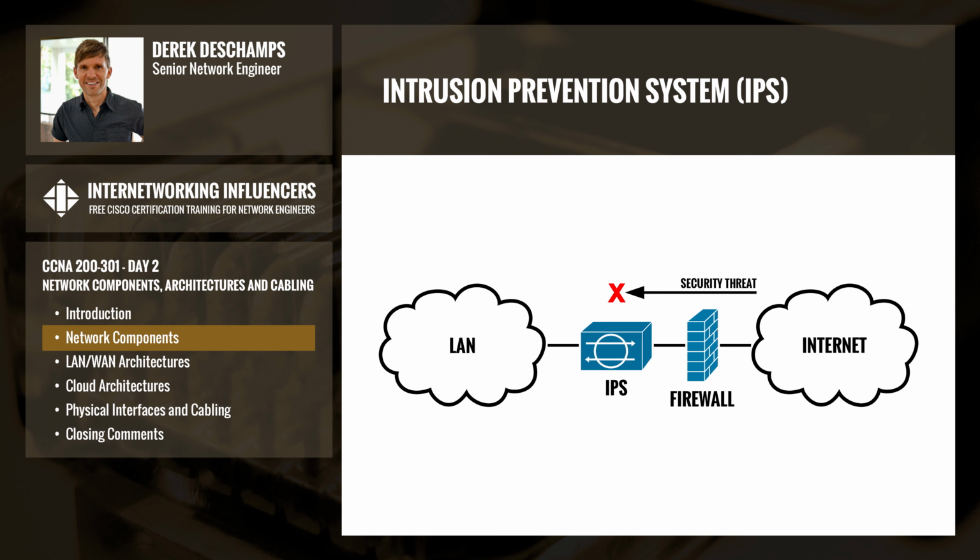For example, an IPS is typically installed in line between the local area network and the firewall, so that all traffic entering the network is routed through it. The IPS then compares the traffic to a signature database that tells the IPS how to identify security threats. When a security threat is detected, the IPS can log the event or block the offending traffic.